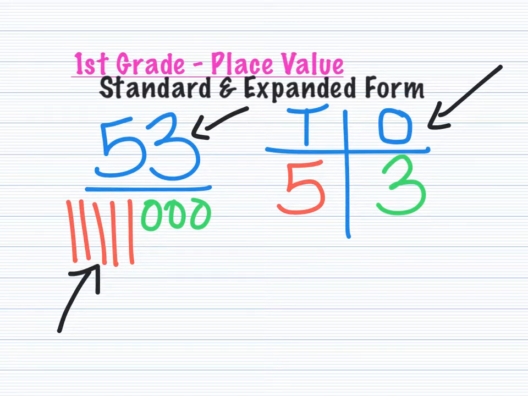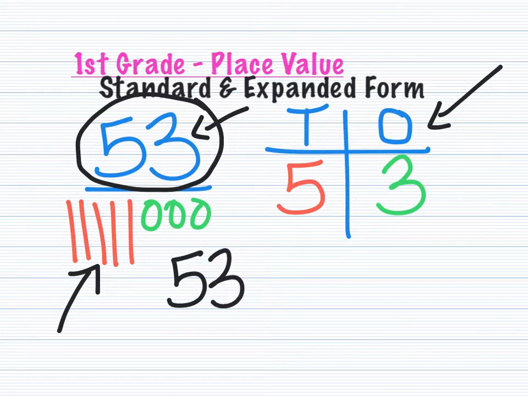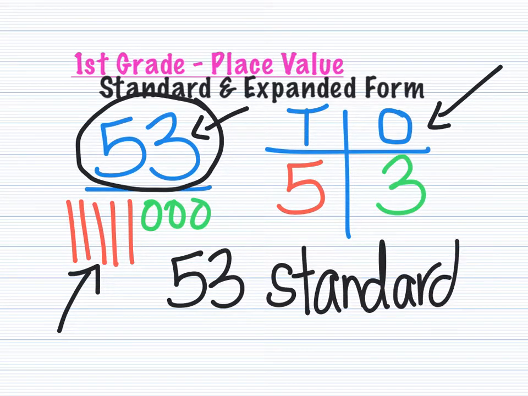Now I'm going to teach you how to show it in standard form. Standard form is really simple because it's actually the number itself. So you have already been putting numbers in standard form. Just writing the digits 5 and 3 and putting them together to make the number 53 is standard form.